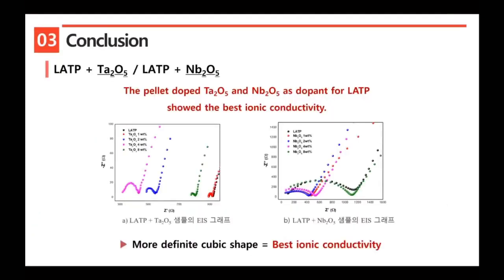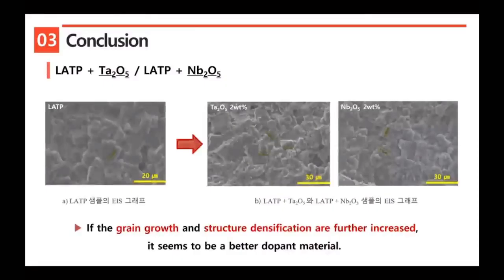As a result, among the four dopants, the sintered body with niobium and tantalum added to LATP showed the best ionic conductivity and relative density. And among them, the sintered body doped with 4 weight% of tantalum showed the highest ionic conductivity. Also, both dopants are observed to have a structure with less particle densification than the basic LATP. They are seen to have a more definite cubic shape, and through this, it was found that particles with a clear cubic shape are necessary to serve as a passage for lithium ions.